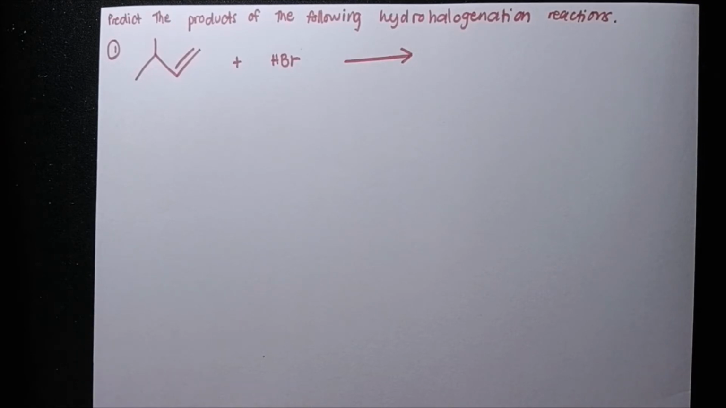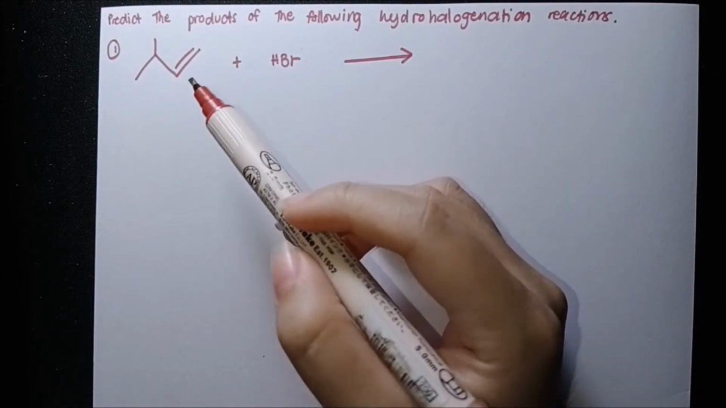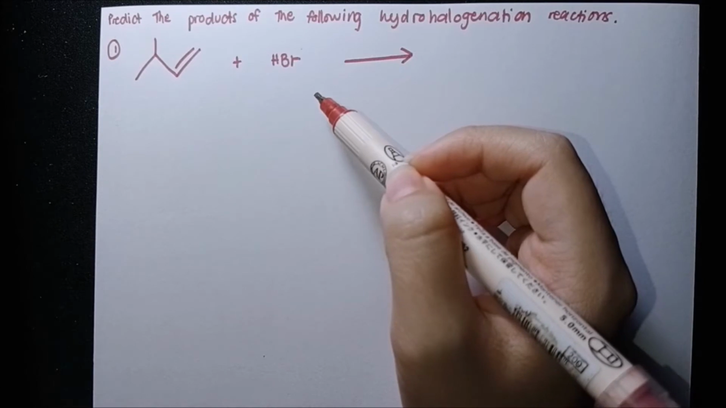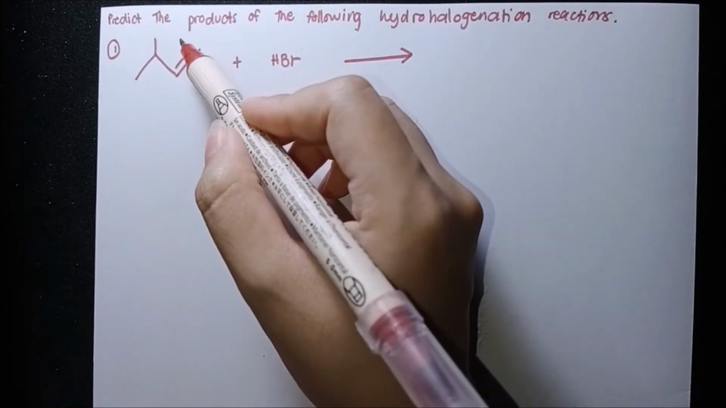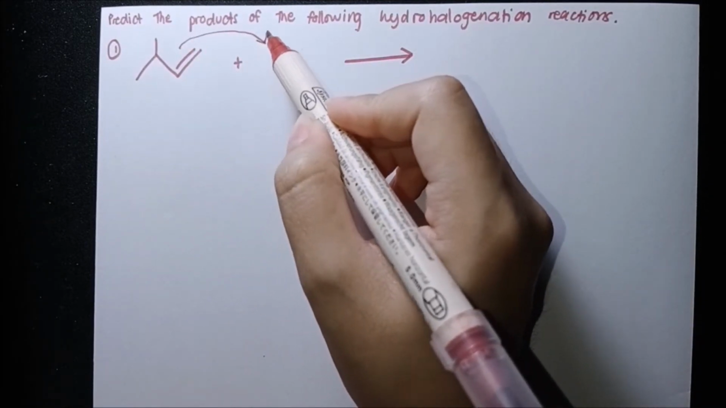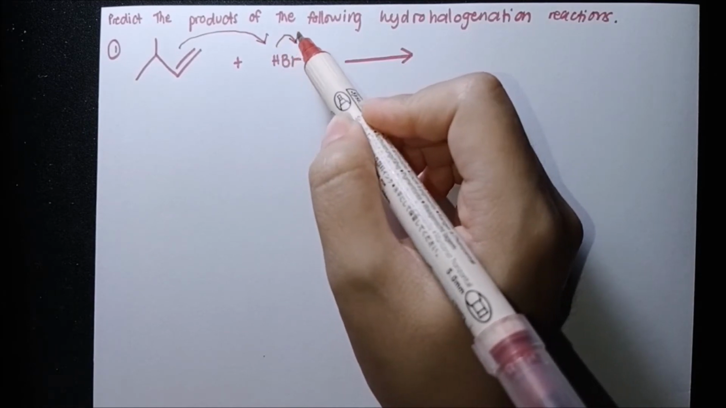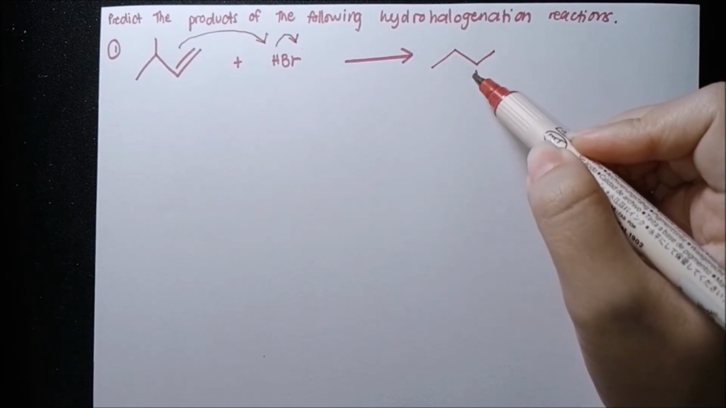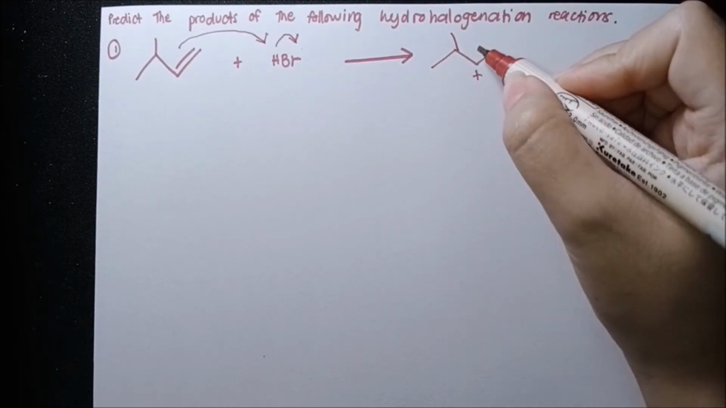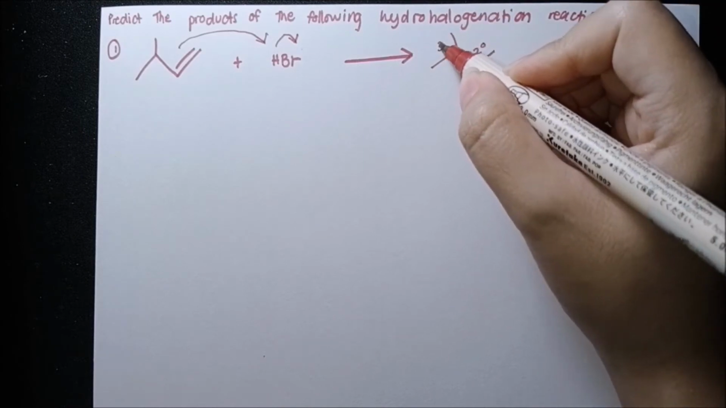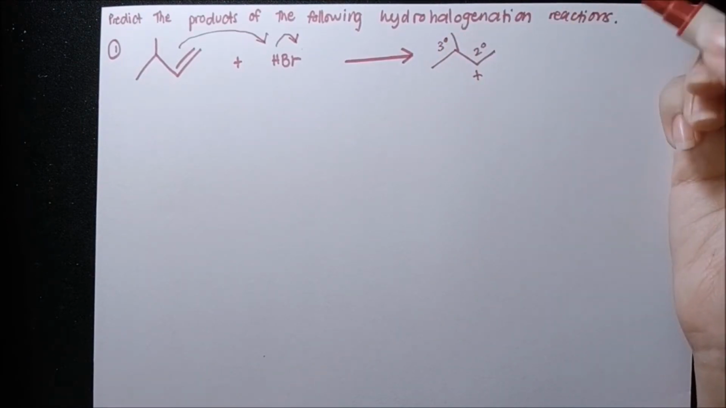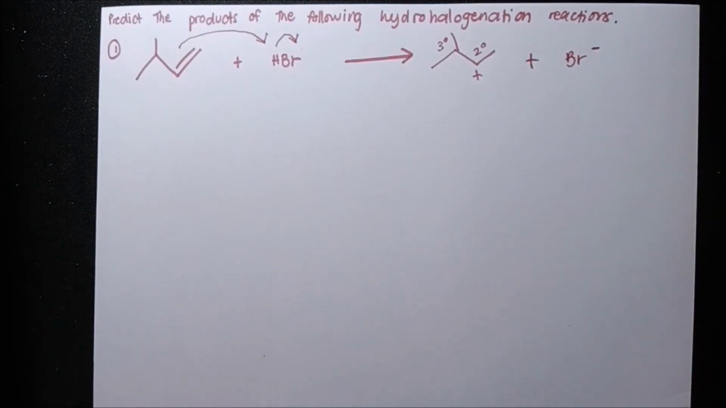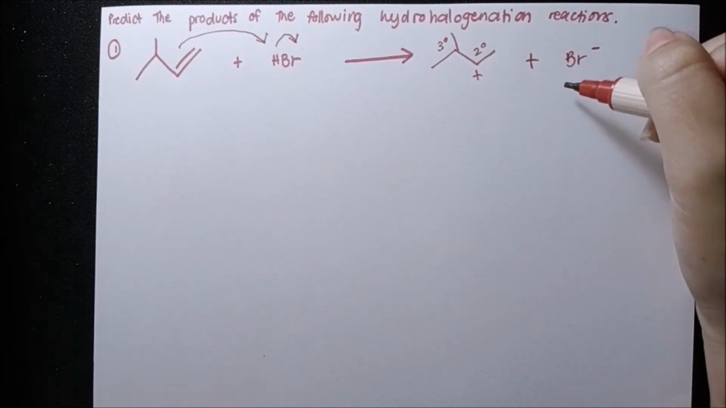For number 1, we have 3-methyl-1-butene reacting with hydrobromic acid. So we know that the double bond will be attacked by hydrogen and the bond will break between hydrogen and bromine, giving us a secondary carbocation right here. We chose a secondary carbocation over a primary one because it is more stable. And then of course, we also have the bromide ion. Next step here should be the bromide ion attacking the carbocation.